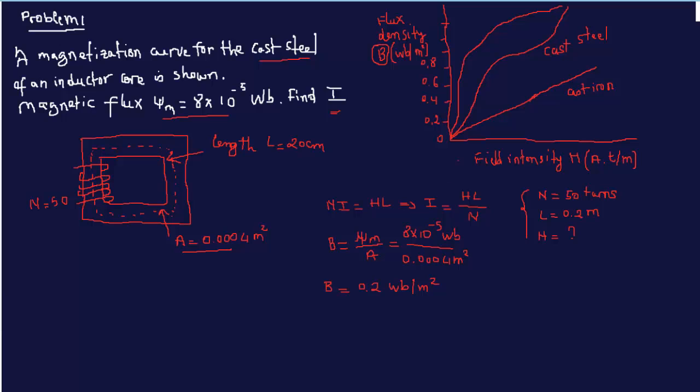Alright, so now I'm going to go to the graph and plug it in. Remember, here we are told that this is a cast steel. So I have a graph for cast iron, a curve for cast steel, and another one for whatever else it is, but I'm dealing with cast steel here, so I'm only worried about that. If I project that 0.2 to find H, H will be 200.